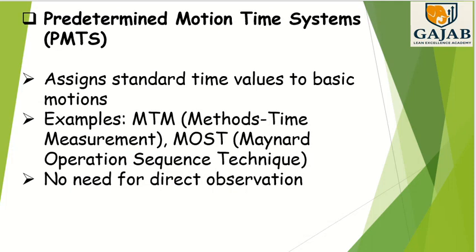Next one is the predetermined motion time system. PMTS is a work measurement technique where the basic human motions like reach, move, grasp are assigned standard times, and these times are based on industrial data and do not require direct observation of the worker. It allows engineers to estimate the time requirements during the planning stage of the job or project setups. Systems like MTM, that is method time measurement, and Maynard Operation Sequence Technique are commonly used PMTS tools, and these methods help in designing efficient work processes and setting realistic labor standards.